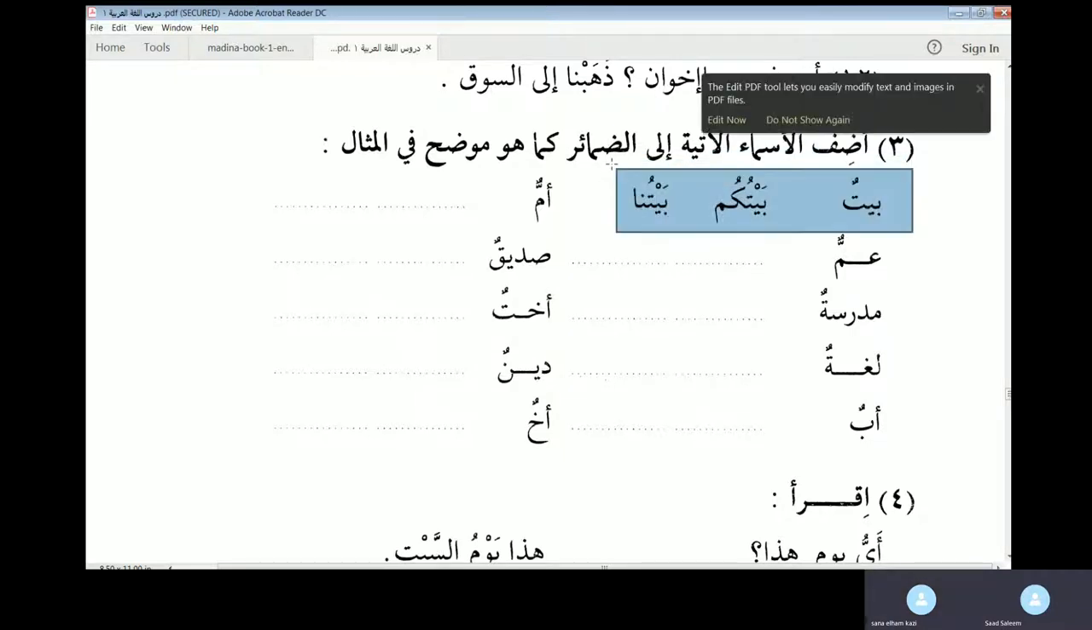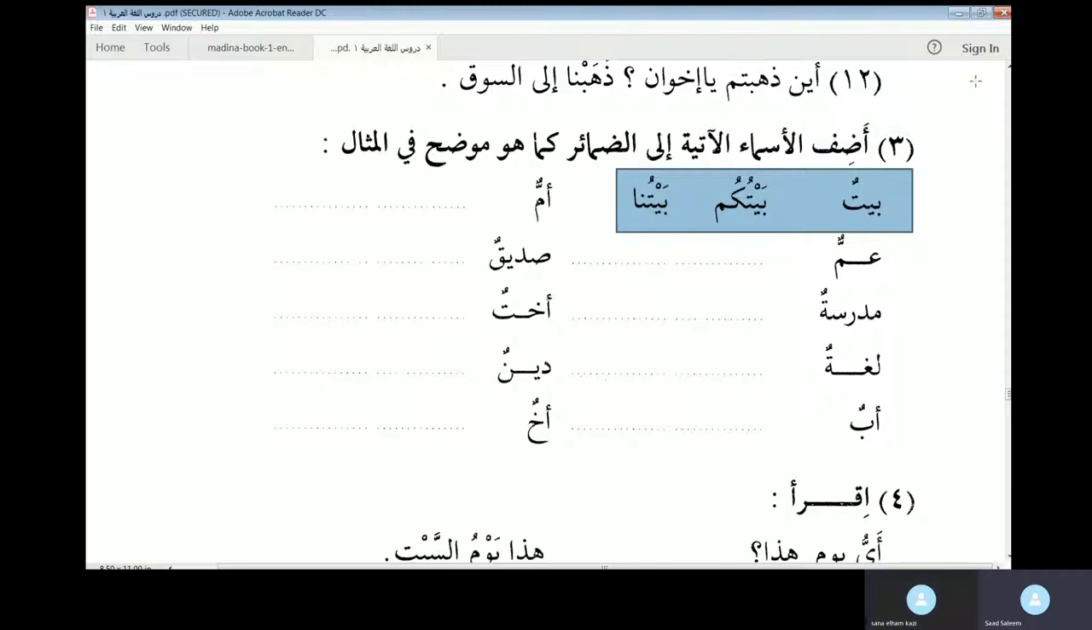Example: baytukum, baytuna. Baytuna is our house. Baytukum is your house, or all your house. Baytuna is our house.